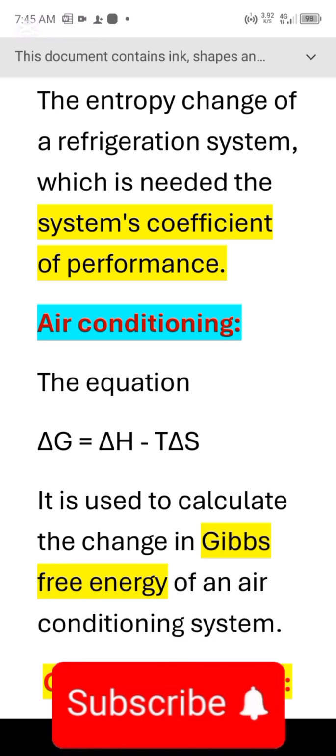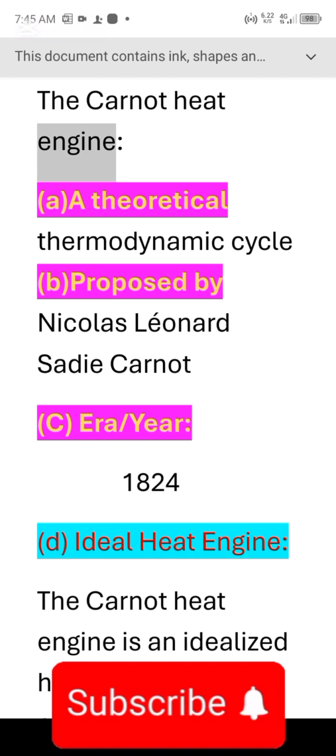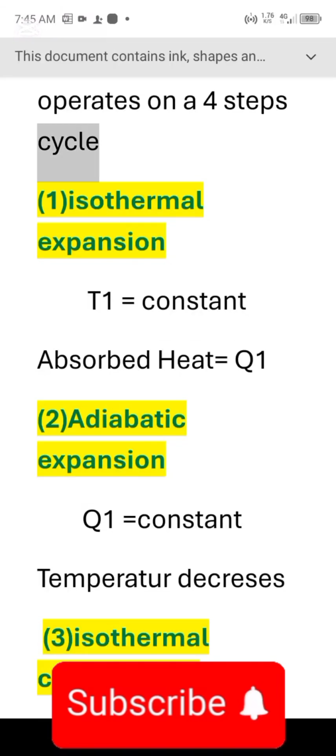Carnot heat engine. A. A theoretical thermodynamic cycle. B. Proposed by Nicolas Léonard Sadi Carnot. C. Year: 1824. D. Ideal heat engine. The Carnot heat engine is an idealized heat engine that operates on a four-step cycle.